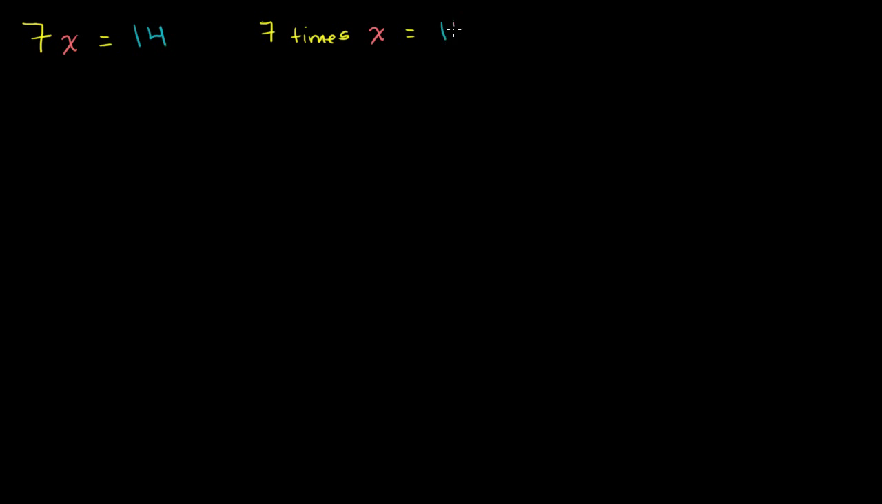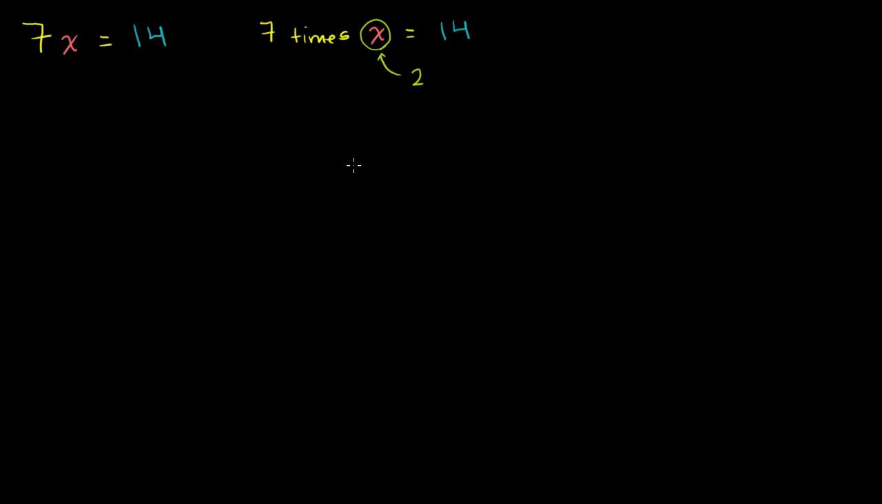Now, you might be able to do this in your head. You could literally go through the 7 times tables. You say, well, 7 times 1 is equal to 7, so that won't work. 7 times 2 is equal to 14, so 2 works here. So you would immediately be able to solve it, just by trying different numbers out, and say, hey, that's going to be a 2.